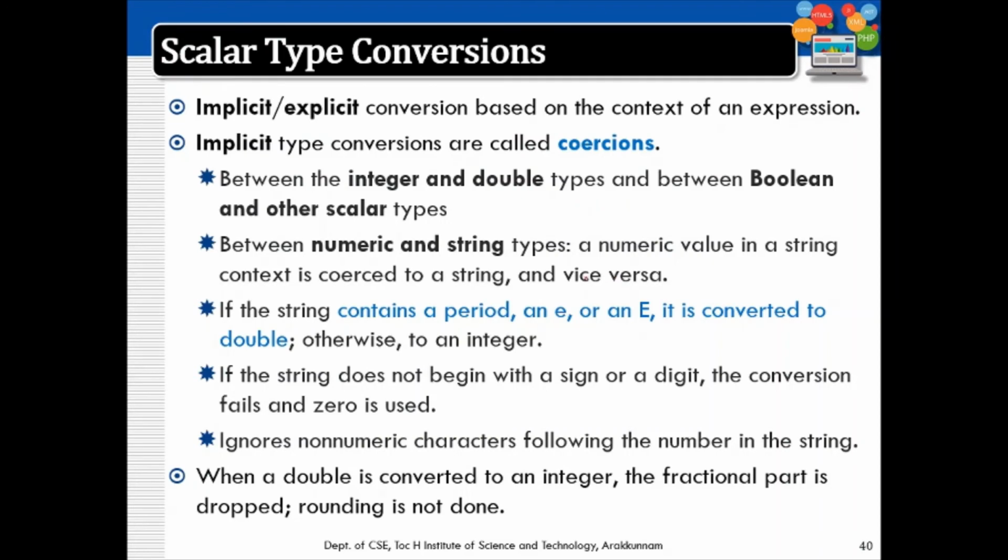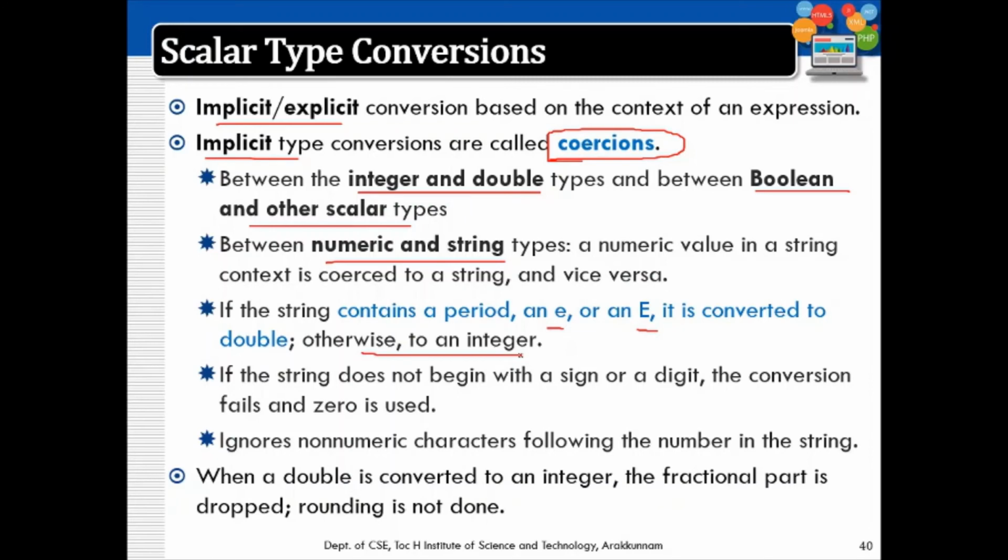Now moving on to type conversions, we have implicit and explicit conversion, as you have studied in JavaScript, and this will be based on the context of the expression. Implicit type conversion, as you know, is known as coercion. The same thing we have studied in JavaScript. This happens between integer and double types, between Boolean and other scalar types, or between numeric and string types. If the string contains E, capital E or small e, which indicates a double, then this can be converted into a number.